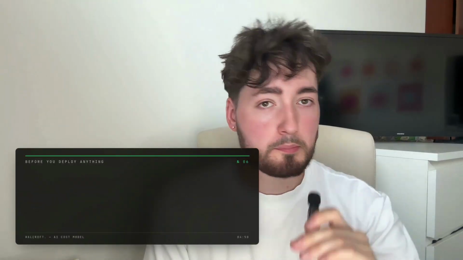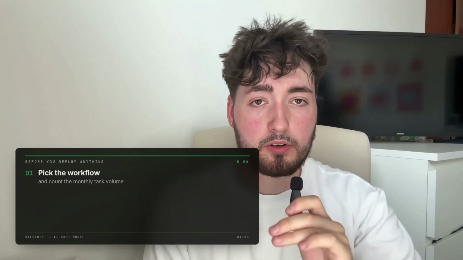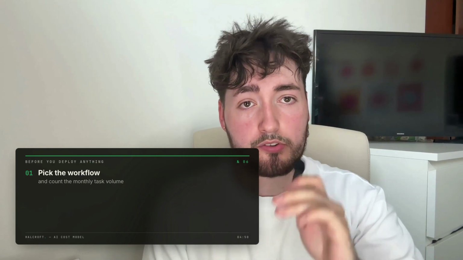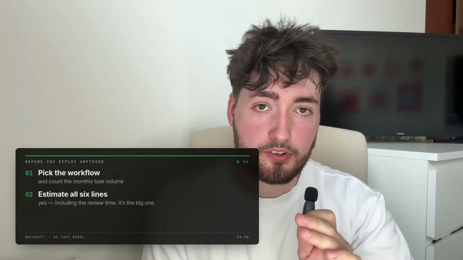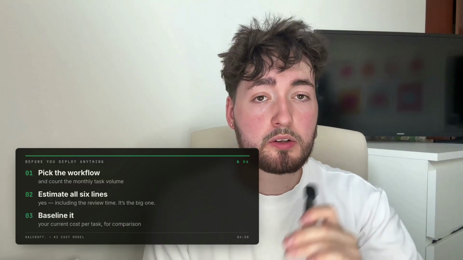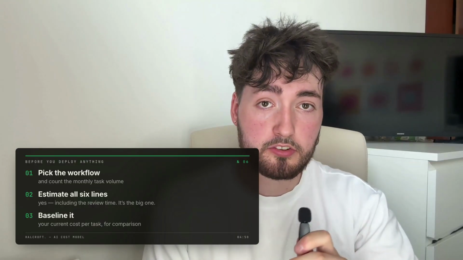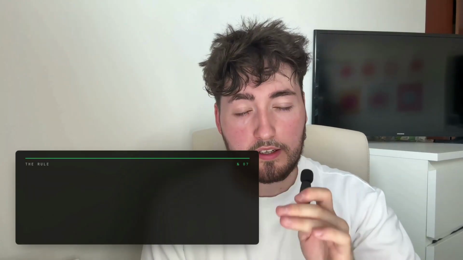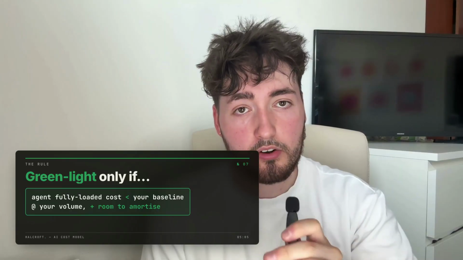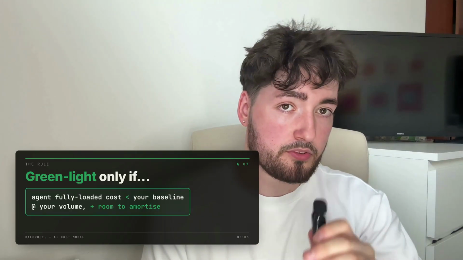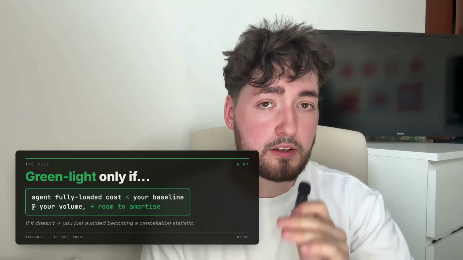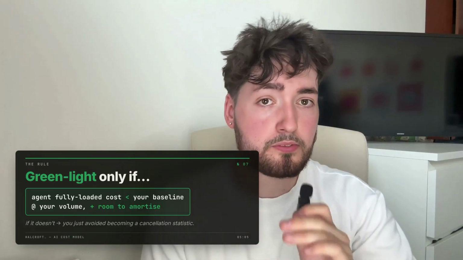Do this before you deploy anything. 1, pick the workflow and count the monthly task volume. 2, estimate all 6 lines. Yes, including the review time. It's the big one. 3, calculate your current cost per task completion for comparison. Only greenlight if the agent's fully loaded cost beats your baseline at volume, with room for the build to amortize. If it doesn't, you just saved yourself from becoming a cancellation statistic.